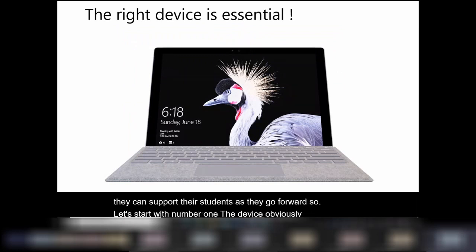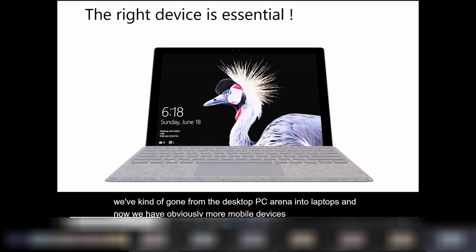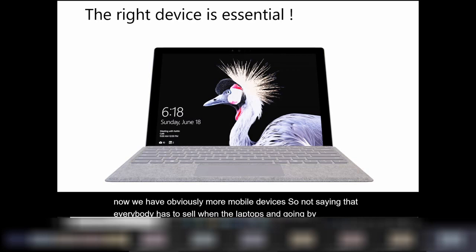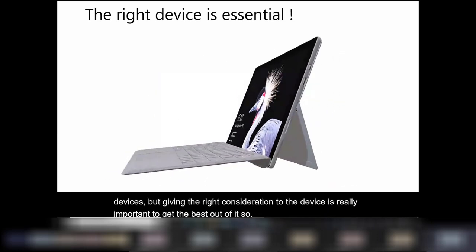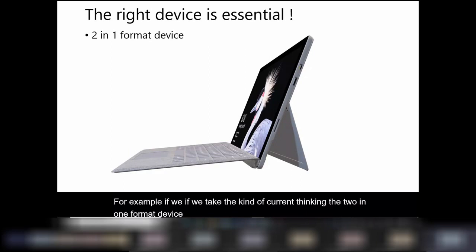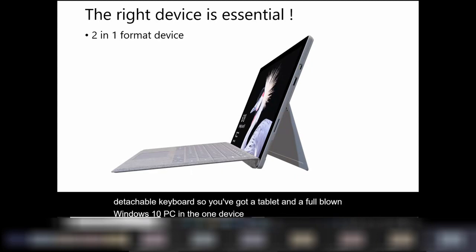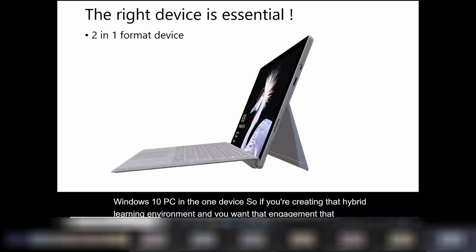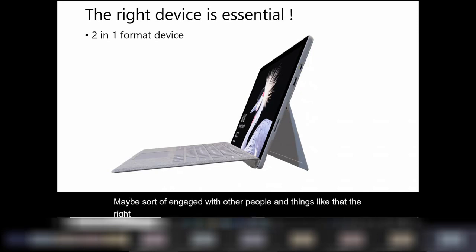As schools, we've gone from the desktop PC arena into laptops, and now we have more mobile devices. I'm not saying that everybody has to sell any laptops and go and buy shiny new devices, but giving the right consideration to the device is really important to get the best out of it. So for example, if we take the current thinking, the 2-in-1 format device, a portable device, very light, with a detachable keyboard, so you've got a tablet and a full-blown Windows 10 PC in the one device. If you're creating that hybrid learning environment and you want that engagement, to be able to move easily around the class and engage with other people, the right device is going to be really important.